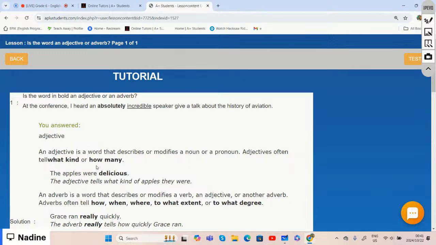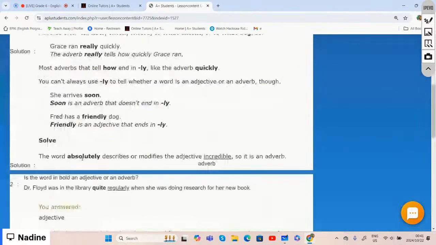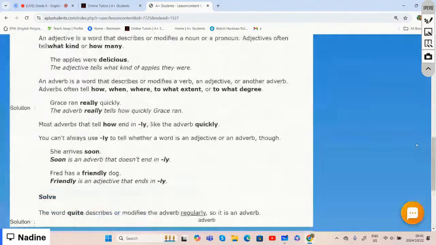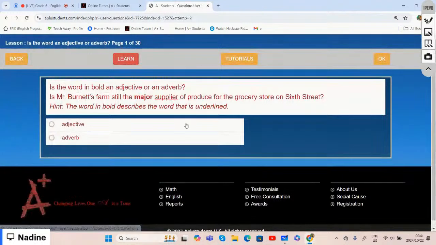All right. So we now need to say if the word is an adjective or an adverb. We already went over the explanation of an adjective or an adverb, so we can go to our test. Yes, it's almost the end of our lesson. Just 4 more minutes, actually 3 more minutes. It says, is the word in bold an adjective or is it an adverb?